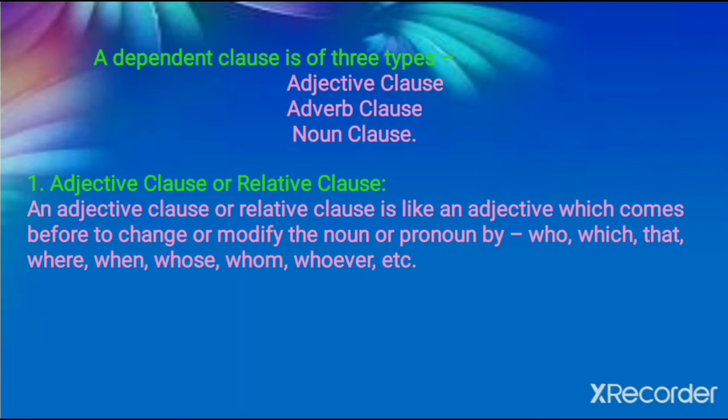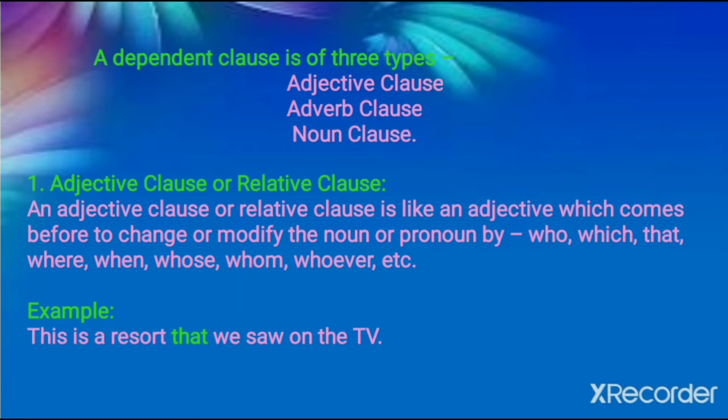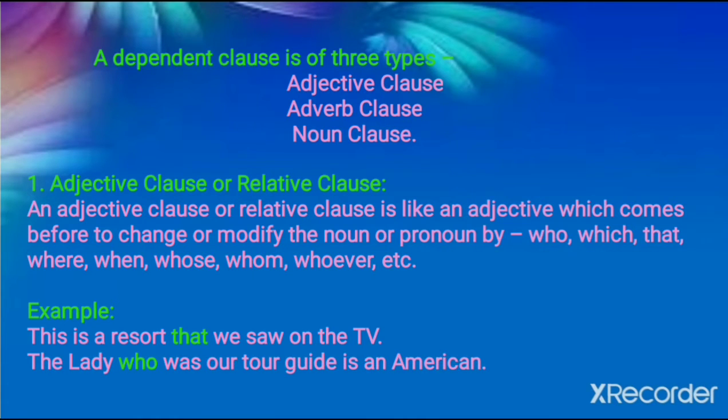Adjective clause or relative clause. An adjective clause or relative clause is like an adjective which comes after a noun or pronoun to modify it, by using who, which, that, where, when, whose, whom, whoever, etc. For example, this is a resort that we saw on the TV. Next, the lady who was our tour guide is an American.